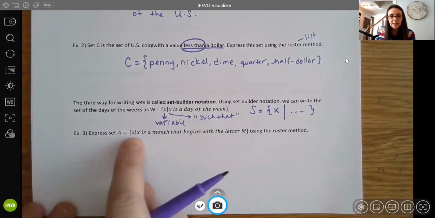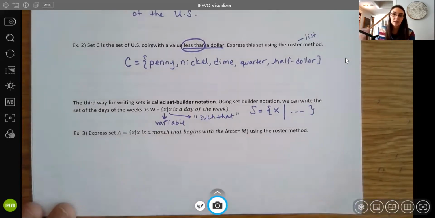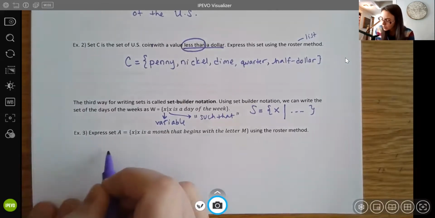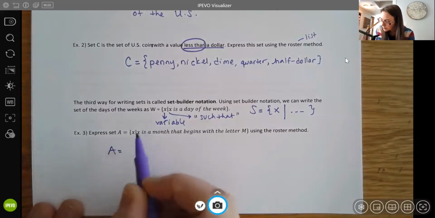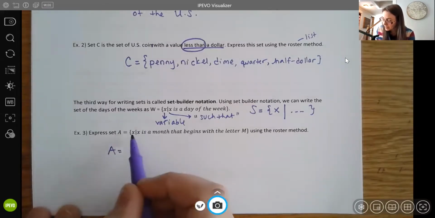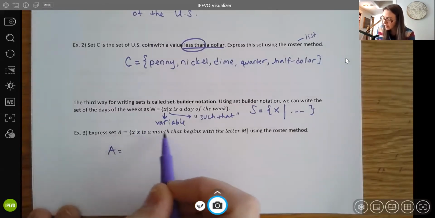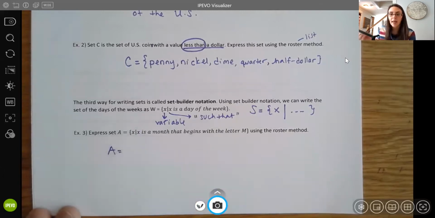So let's take something in set builder notation and then write it using the roster method. Again, those tend to be the two most common ways that we write sets. So A is the set x, such that x is a month that begins with the letter M.